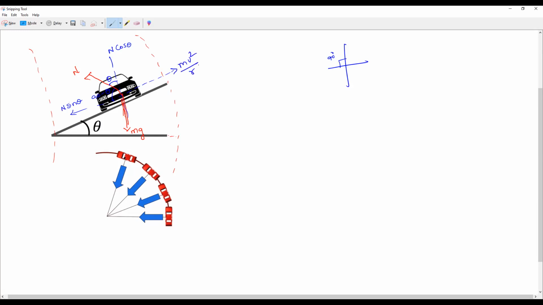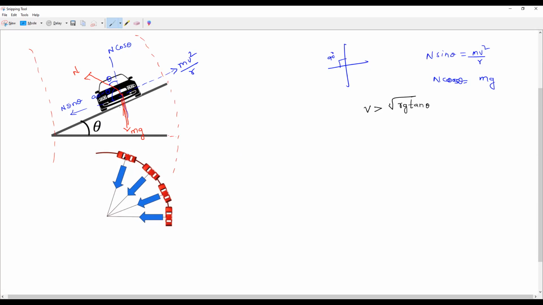From that we will form the two equations. What are the two equations we will form? N sin theta is equal to mv square by r, and in the same way N cos theta is equal to what, everybody? N cos theta is equal to the force mg. Okay, understand?